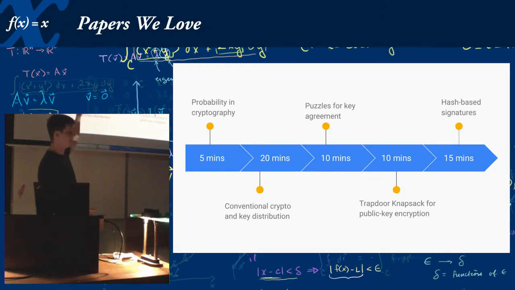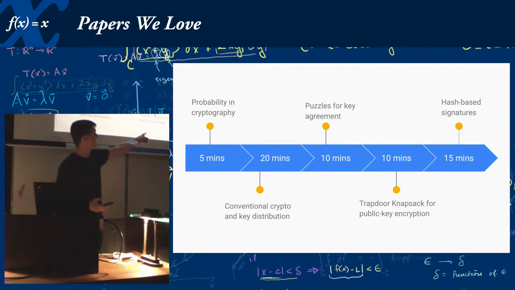So we're going to talk about probability and how it relates to cryptography and why it's important. Conventional cryptography, which is what existed at the time of the writing of this paper, and then Merkle's puzzles, Merkle's puzzle method for agreeing on a key over an insecure channel. That is, if you and I have never talked before, how do we get a shared key that we can use to encrypt to one another?